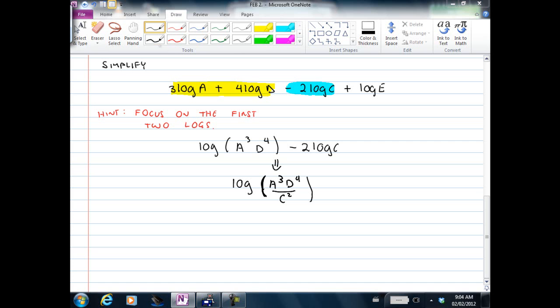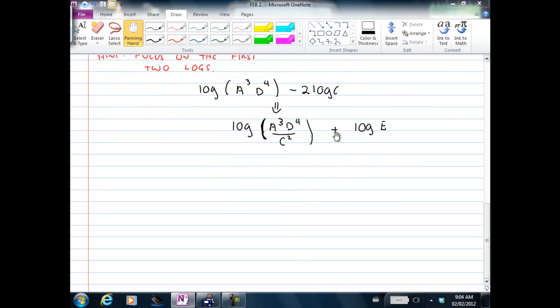See, I didn't do anything hard yet. I know this is division, and division says I take this stuff divided by this stuff. Nothing more, nothing tricky. Now, once I finish that, I'm going to bring in the next piece down, which here is log E. See, I'm taking my time. I'm not going to rush it. Then I go plus log E.